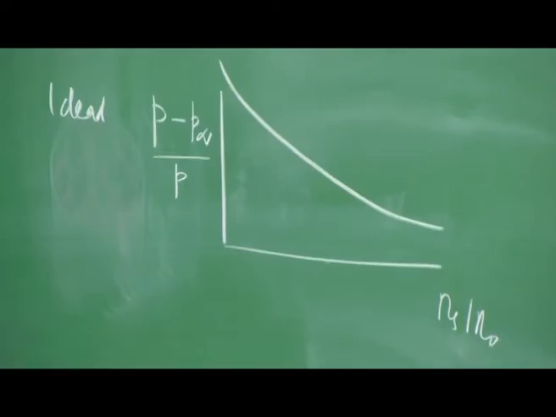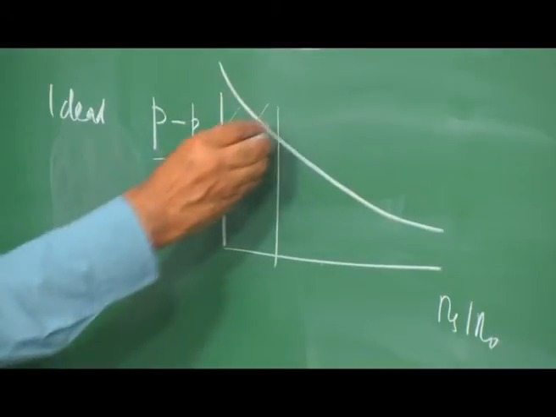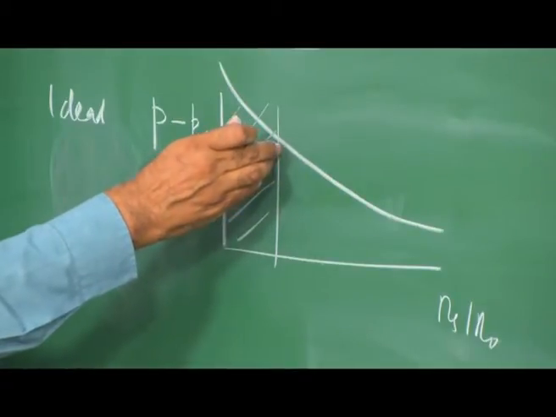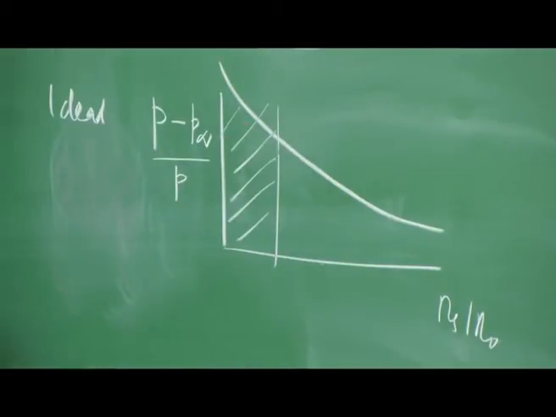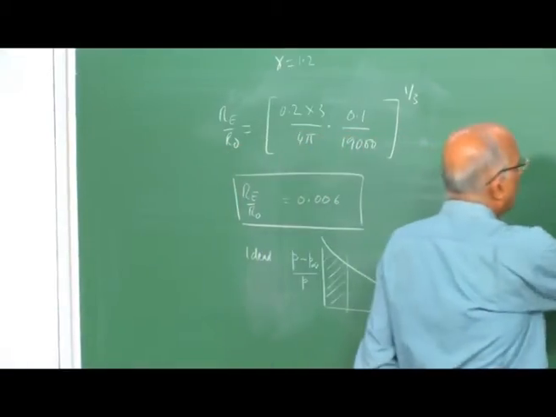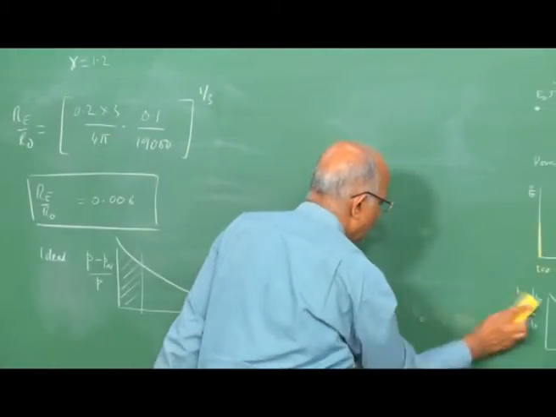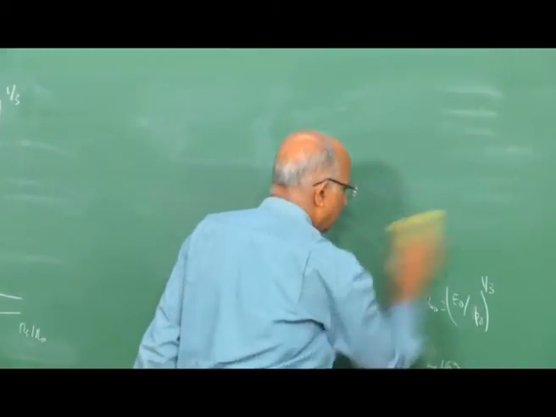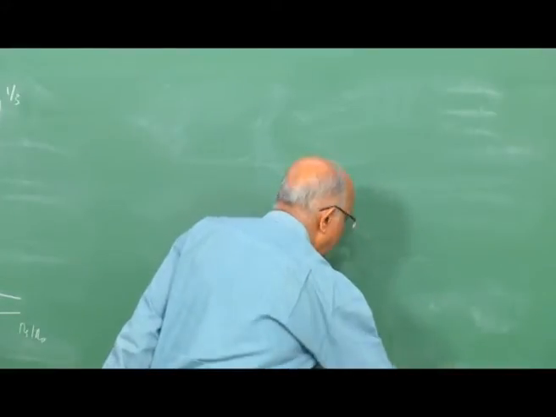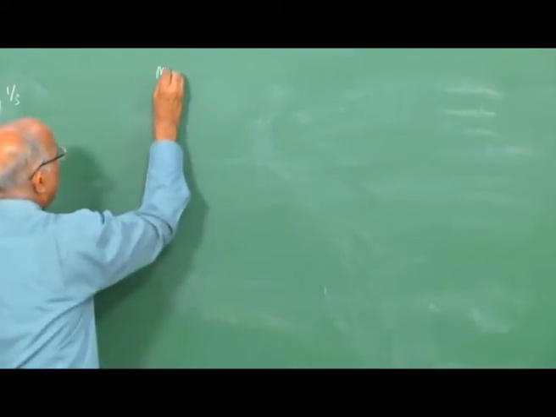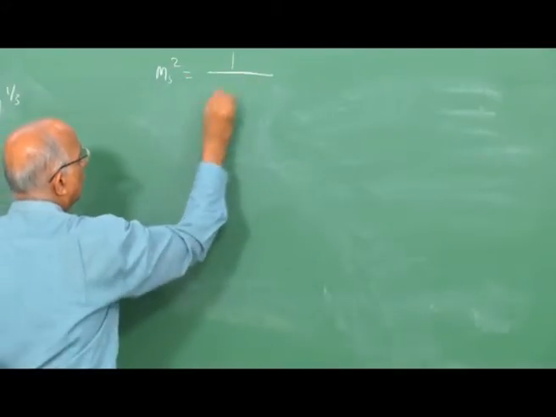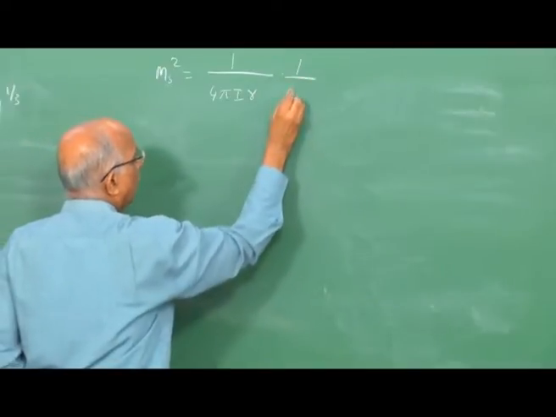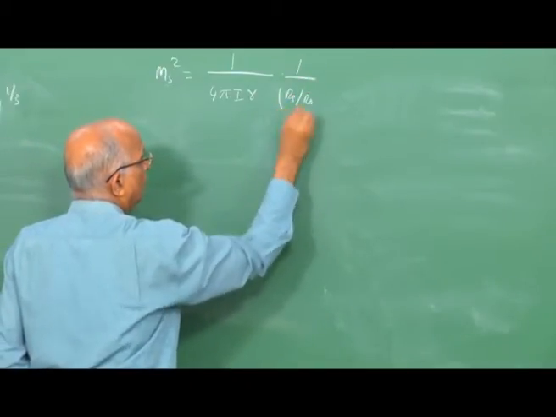We said when in the strong blast region, for which the overpressures are quite large, that means equivalent Mach number of the blast wave is greater than around 4, we could have a closed form expression relating the Mach number of your shock wave or the Mach number of the blast wave with the Rs by R naught, and the expression what we had was Ms square is equal to 1 over 4 pi I gamma into 1 over Rs by R naught cube.